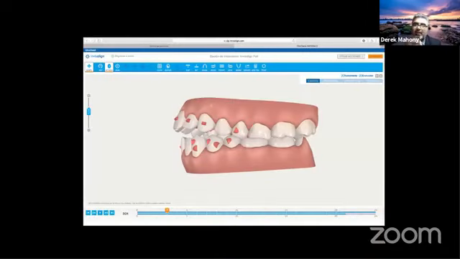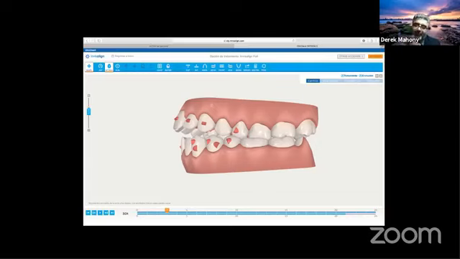And Diego taught me not to believe CLINCHECK, right? So if you're one of these guys who just sends your case to Invisalign, any of the companies, and you let a robot or a technician or someone move the teeth, you'll be impressed with what they do on the computer. But a computer doesn't understand biology of tooth movement.